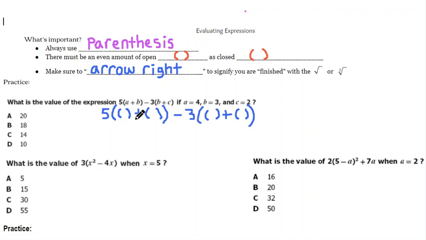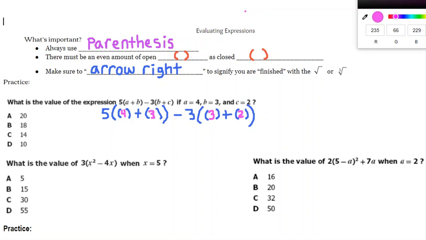Now I'm going to put in the values that it says. For this first one it says a equals 4, so I'm going to plug 4 in there. My next blank is b, and it says b equals 3, so I'm going to plug in 3. This blank here is for b, so that's 3 again. And then c is 2, so I'm going to plug 2 into here. So always substitute in parentheses. That's super, super important. Don't forget that.